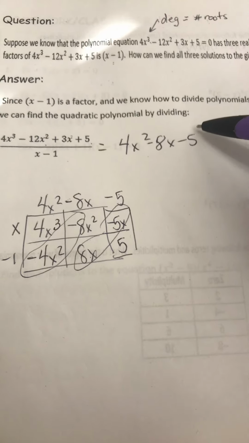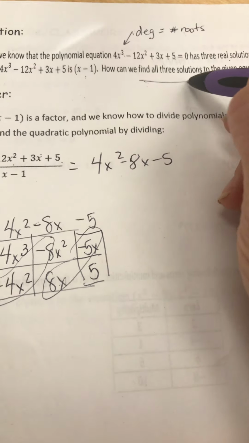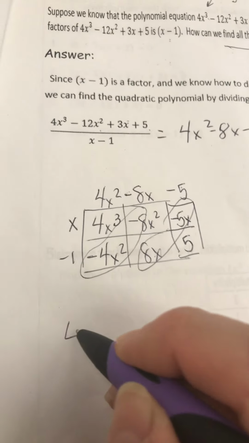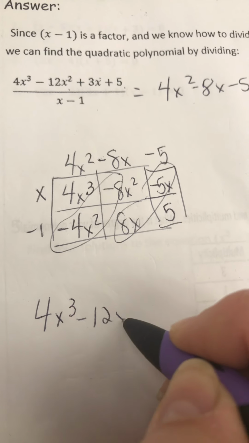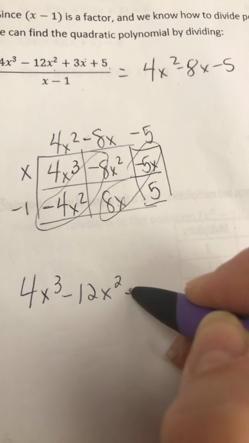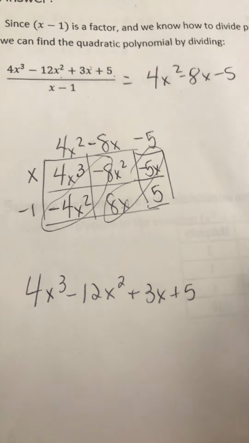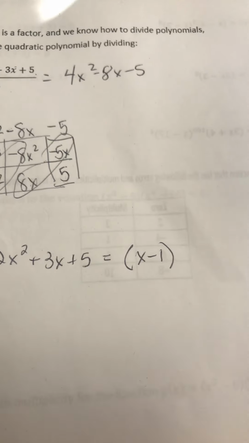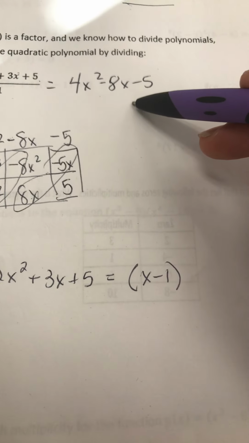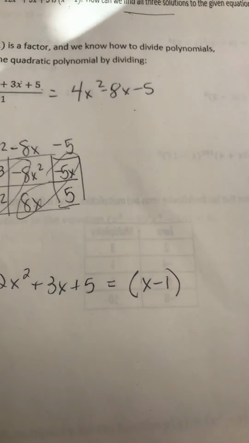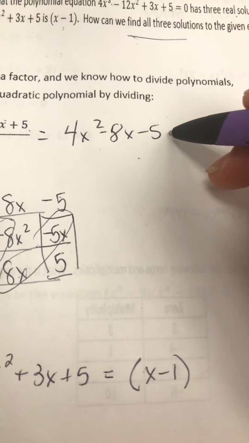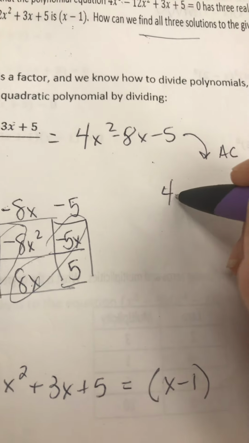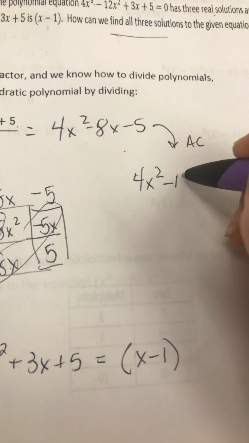But it's asking me for all the solutions, okay? So far, I only know that 4x cubed minus 12x squared plus 3x plus 5 has a factor of x minus 1, and it has another factor of this, okay? But this I can't get my roots from unless I factor it. So this I still need to factor, and that's factoring by AC. So factoring by AC, again, I'm going to do this quick because this was all last test.